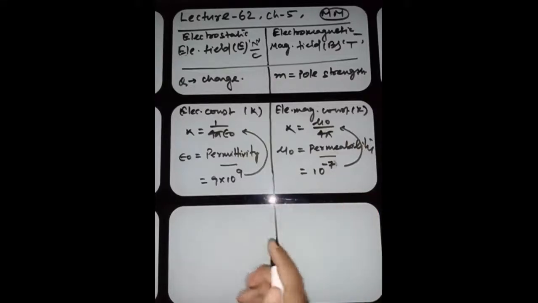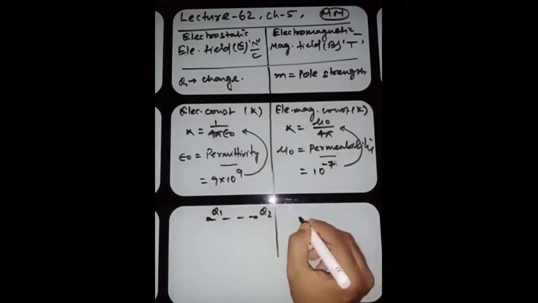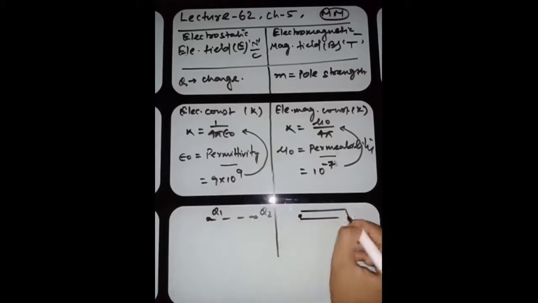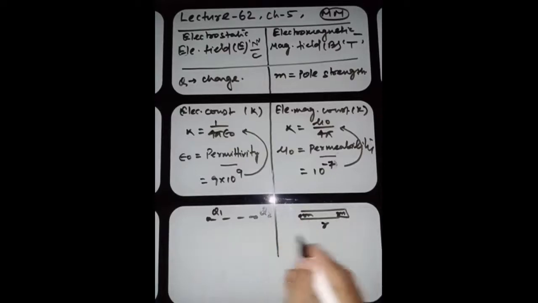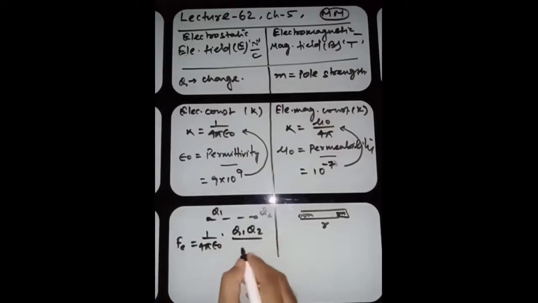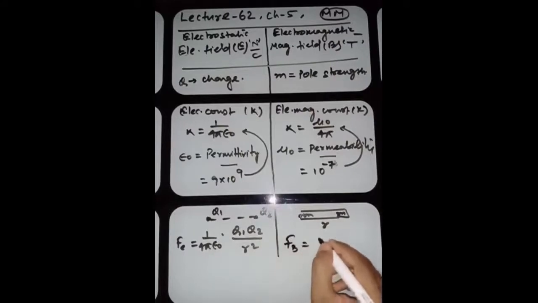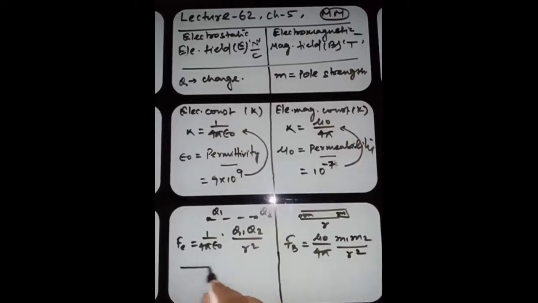Then after, we studied the force between two charges Q1 and Q2 separated by some distance. In the same way, here we have two poles, the poles of the magnet, M, separated by distance R. The electrostatic force is K, that is 1 by 4 pi epsilon naught, Q1 Q2 by R square. It follows the inverse square law. Here also you can write the force as mu naught by 4 pi. You can see we have replaced this constant in magnetism, and Q is replaced by M, so it is M1 M2 by R square. Again, I am telling you this M is pole strength, not the mass.